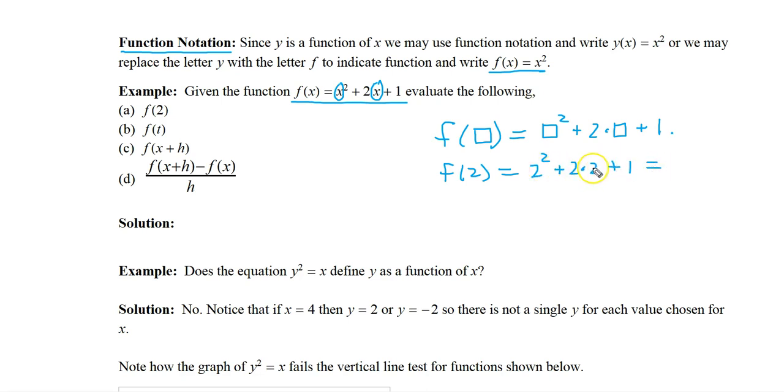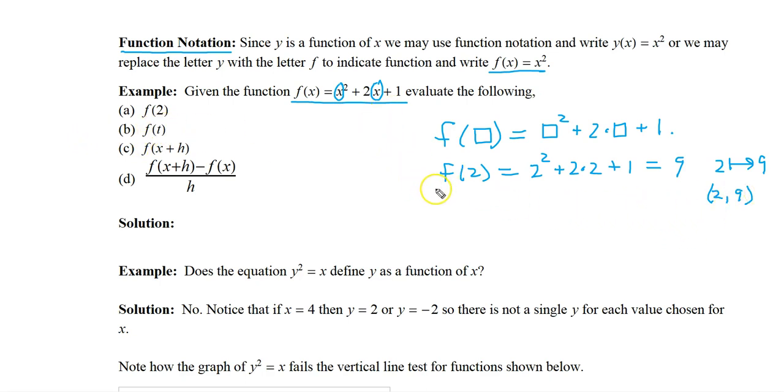And that is 4 plus 1, or 9. So in other words, under this function, 2 is mapped to 9, or 2 comma 9 would be on the graph of your function. That point would be on the graph of your function.